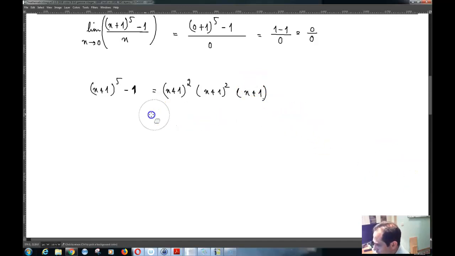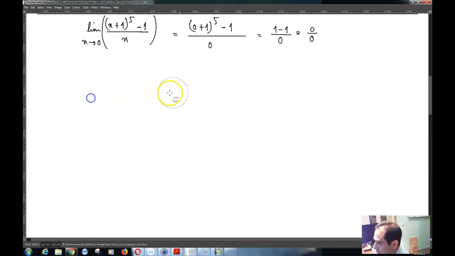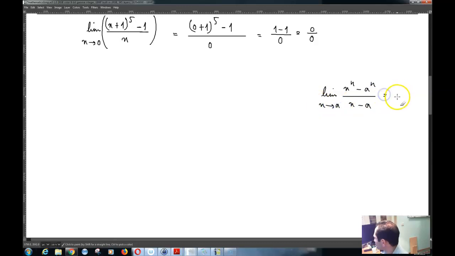So what you need to do here, basically we said that the limit of x raised to the power n minus a raised to the power n over x minus a when x tends to a is equal to n times a raised to the power n minus 1. So this is what we had.